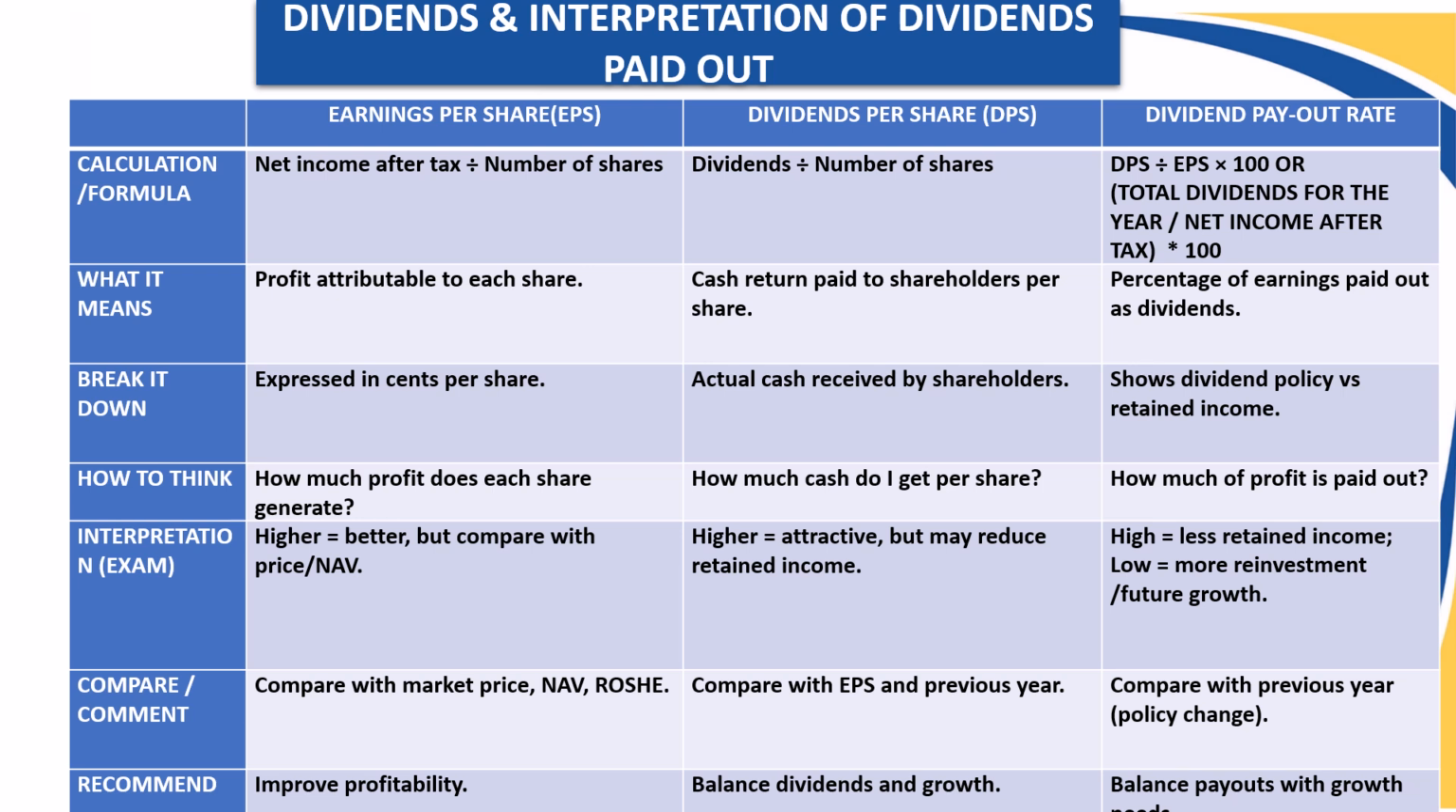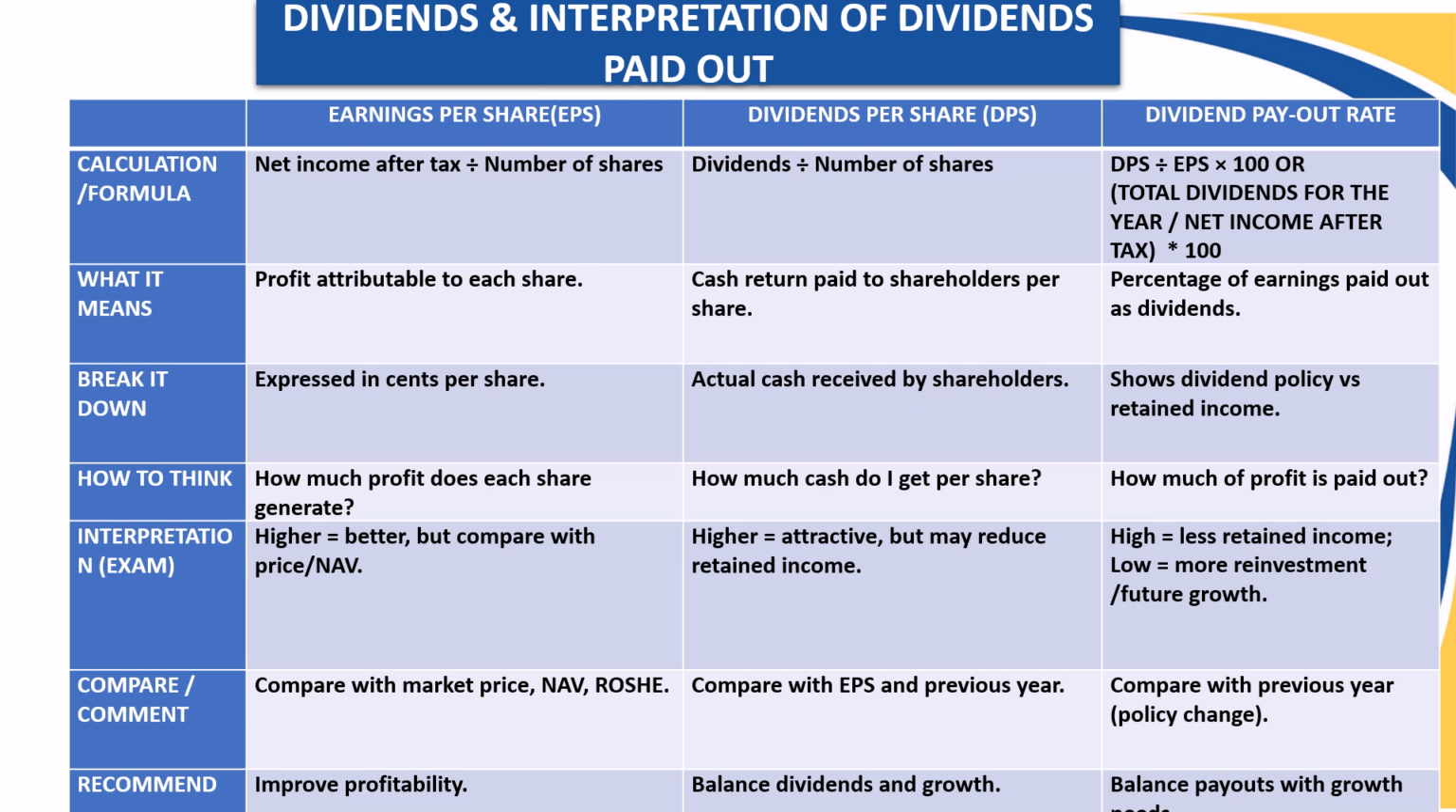Okay, now there's another option. You will see there in the calculation formula column. If you don't have dividends per share or earnings per share or your number of shares, this is not a formula that we found often in the past. So maybe you can find it now in 2026. They take the total dividends for the year divided by the net income after tax, multiply by 100, and that will also give you the dividend payout rate.